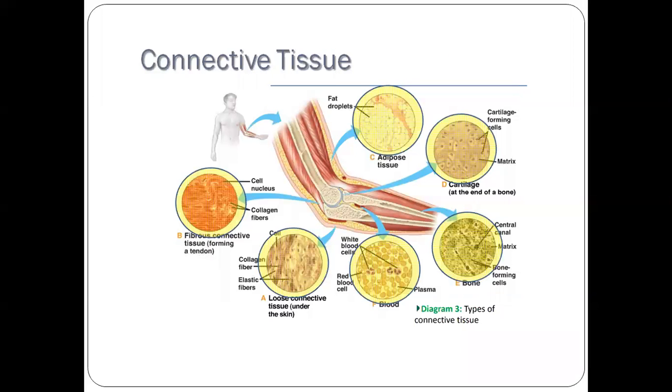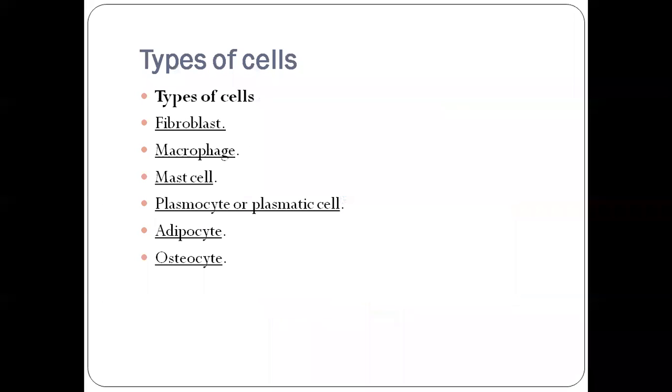Okay, let's see. In the adipose tissue, on the muscle. So let's see right here, the yellow tissue that you see right here is adipose tissue. And the cells of adipose tissue are the adipocytes. Okay, so the adipocytes now, they are cells that will store fat.